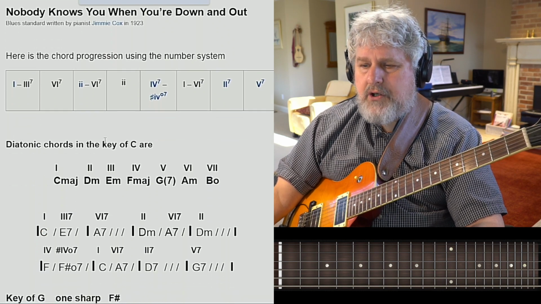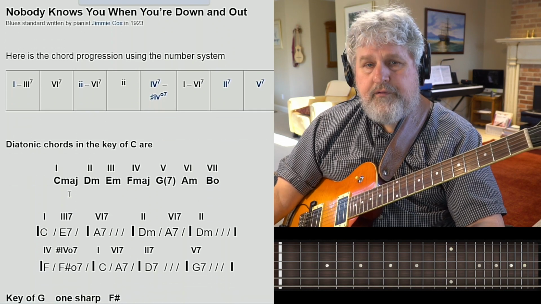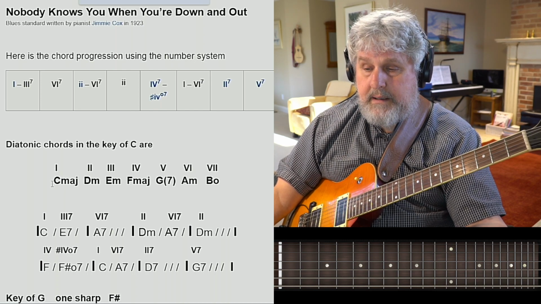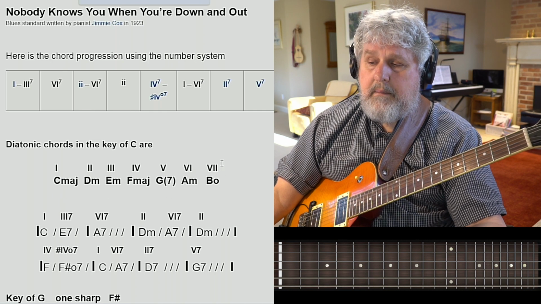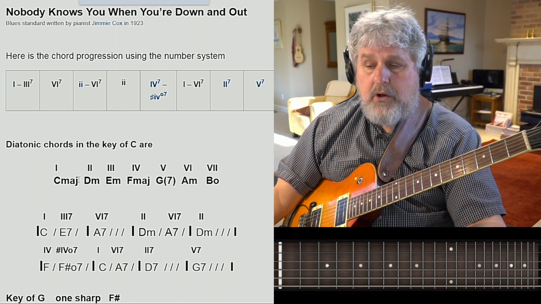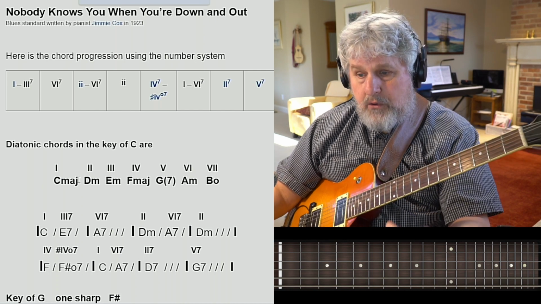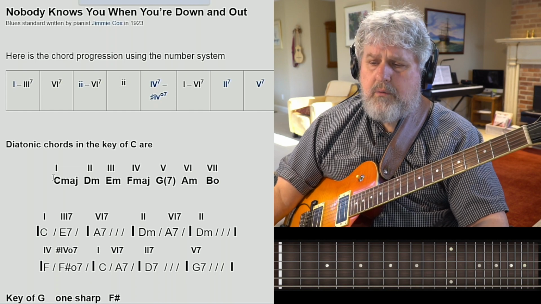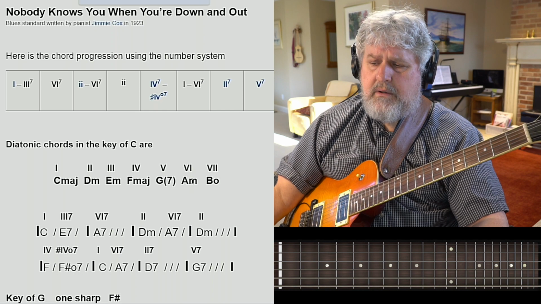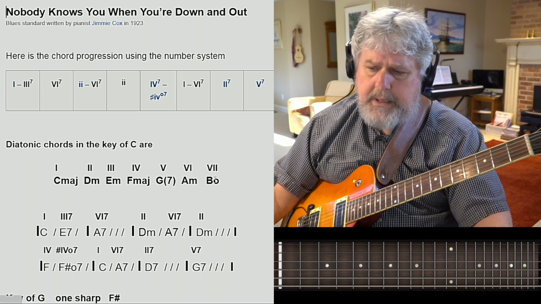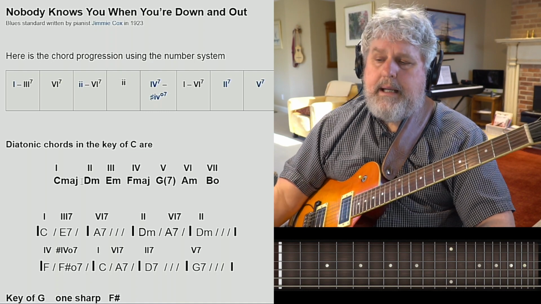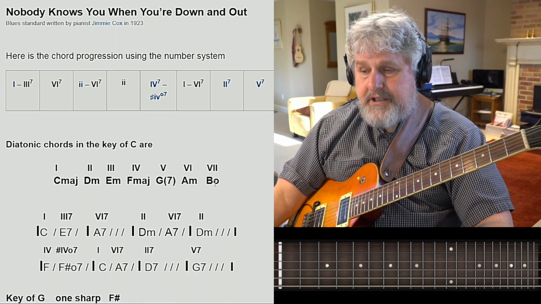Okay, so diatonic chords come from the scale. In the case of a C major scale, we're going to end up with the diatonic chords, the chords derived according to the scale. We're going to arrive at the chords C major, D minor, E minor, F major, G or G7, A minor, and B diminished. So that's the 1, 2, 3, 4, 5, 6, and 7 chord in the key of C major.